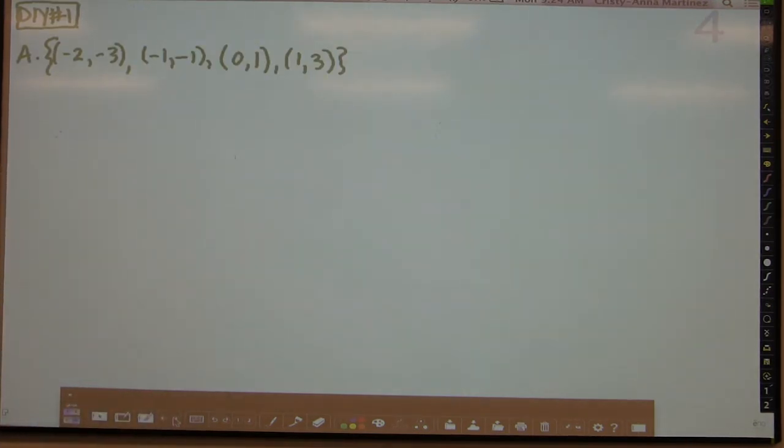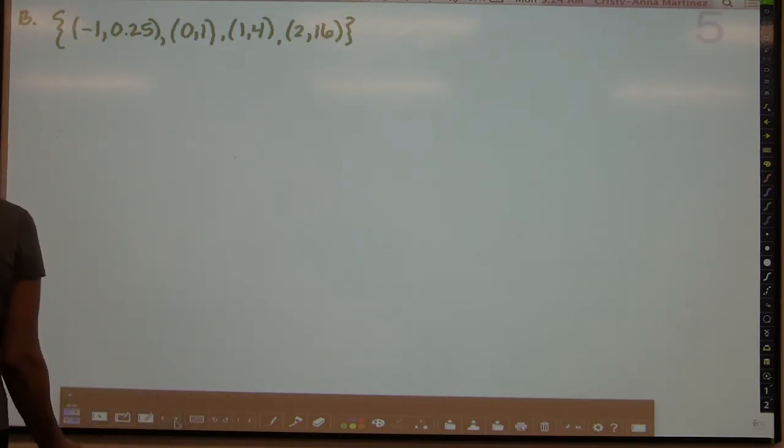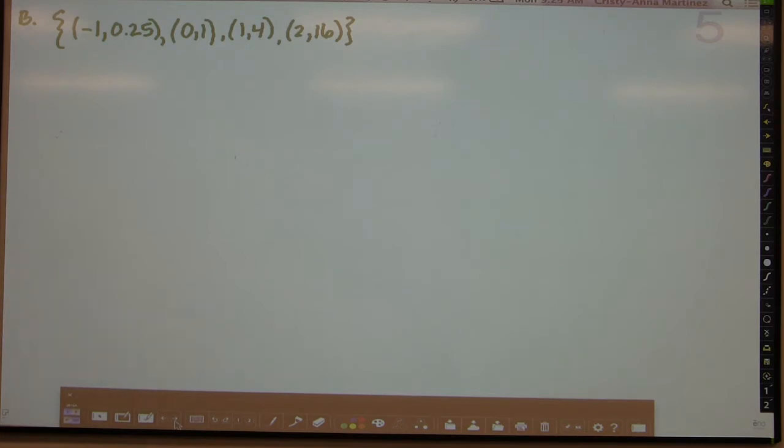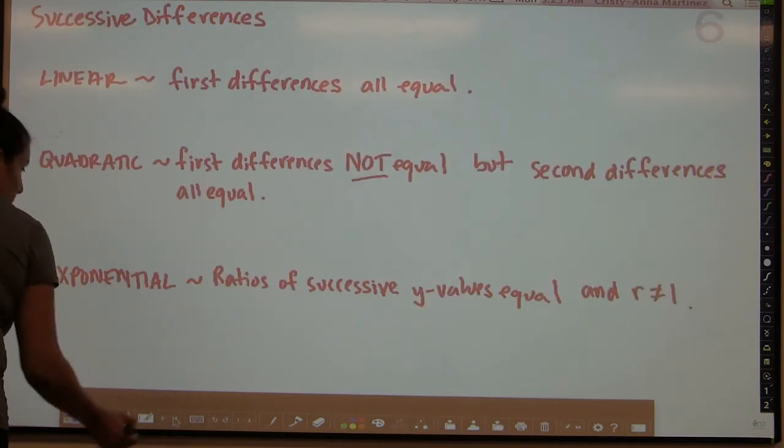Alrighty? So now we're going to let you try to determine for this guy. There is a part A and a part B, so we want you to, again, graph the set of ordered pairs and then determine whether it's representative of a linear function, quadratic function, or an exponential function. So there's part A, there's part B. And then we're going to go to our next example and our next topic.